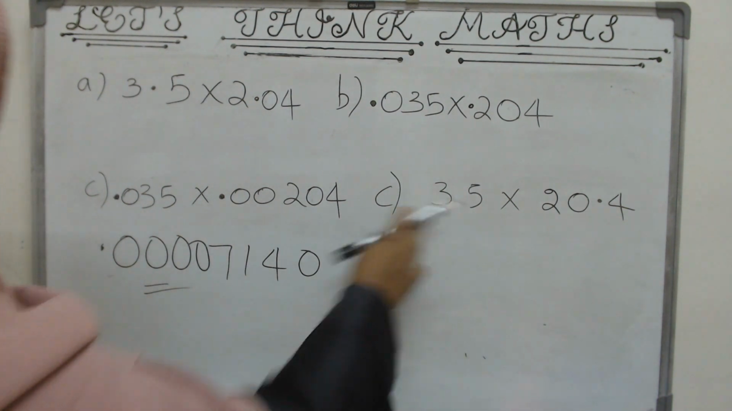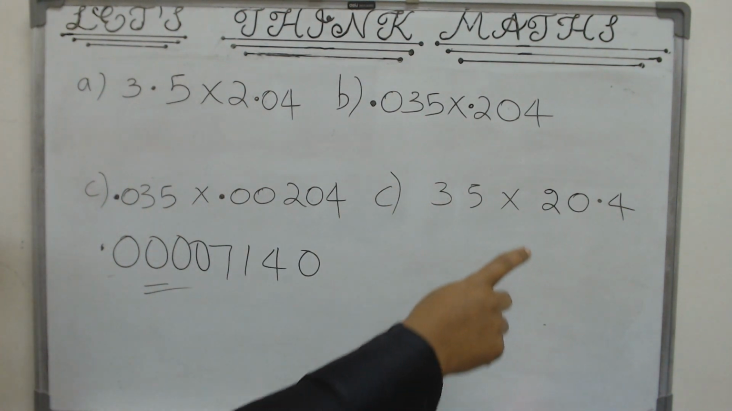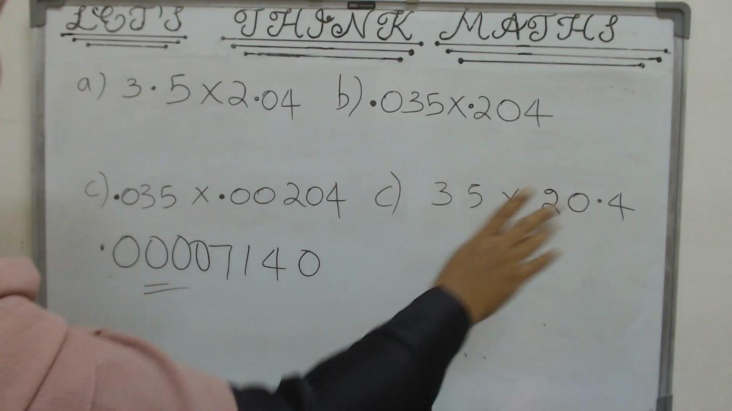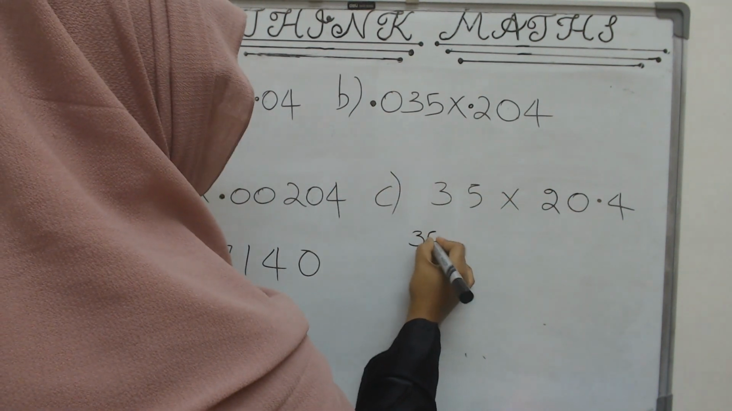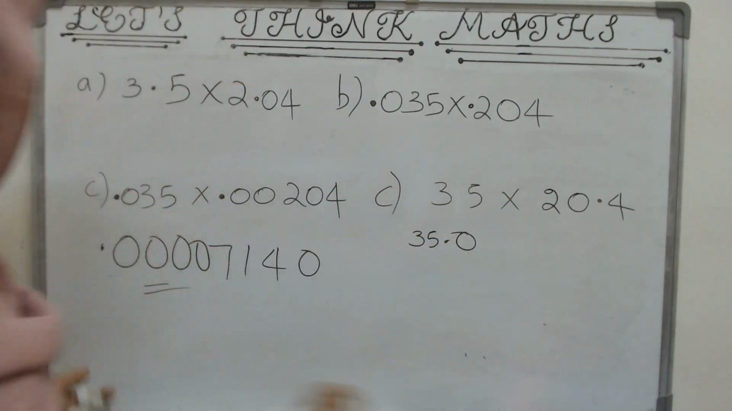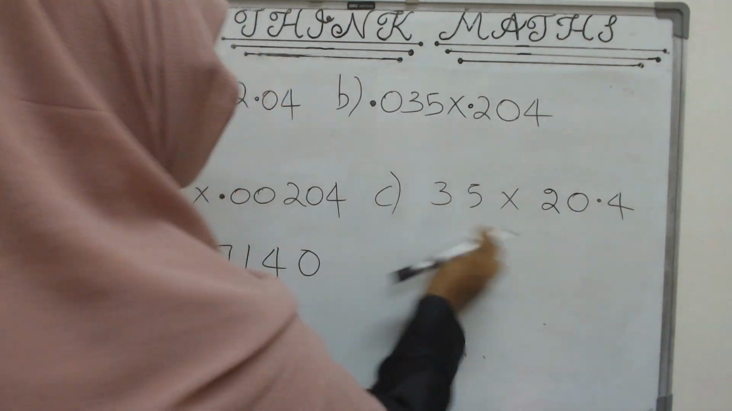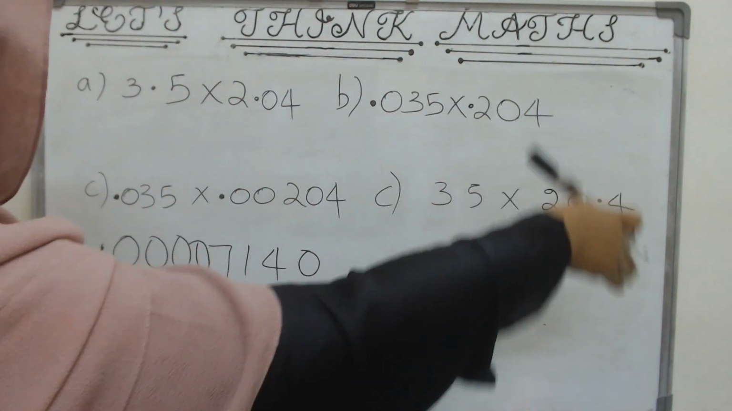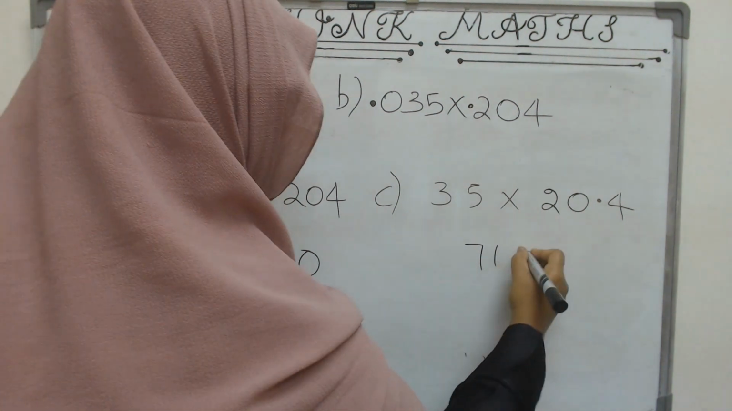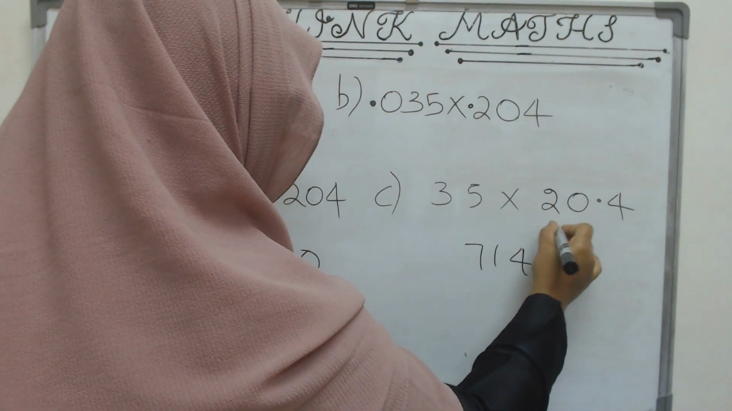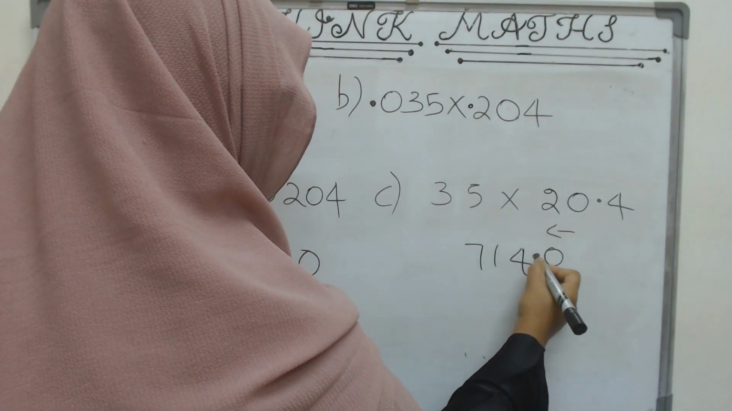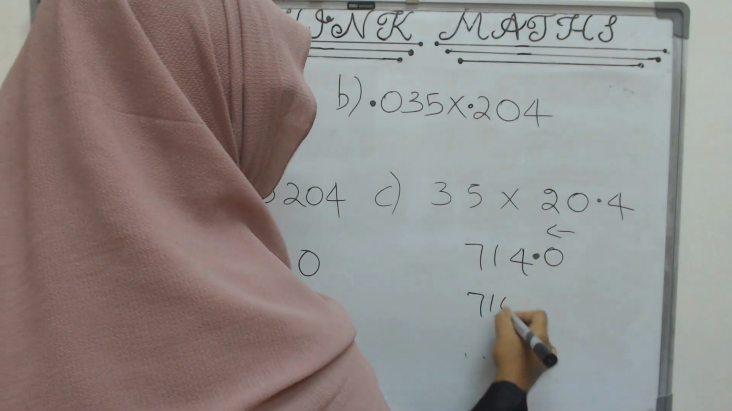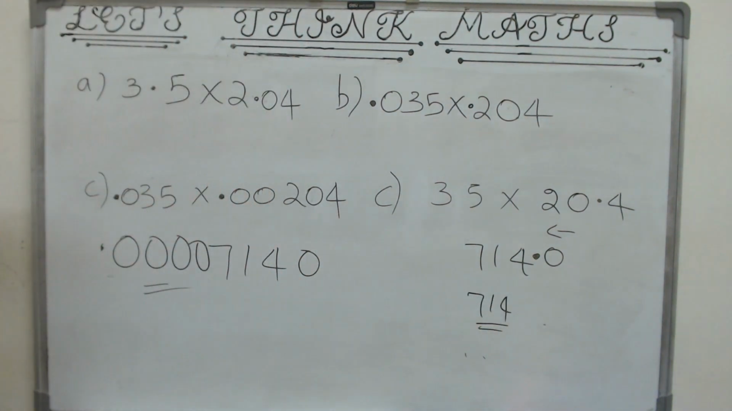Now, what do you see here? How many digits in the decimal place? Here, no digits in the decimal place. This is just 35.0, right? So there are no digits in the decimal place. Here, 1 digit. So the answer remains the same. We just need 1 digit here, or in other words, the answer is 714.